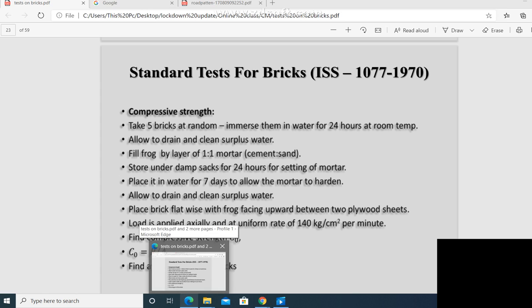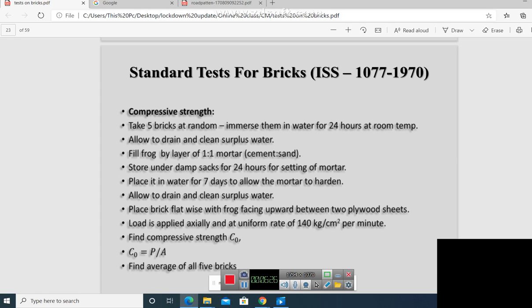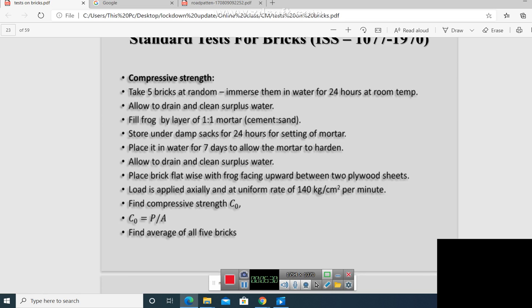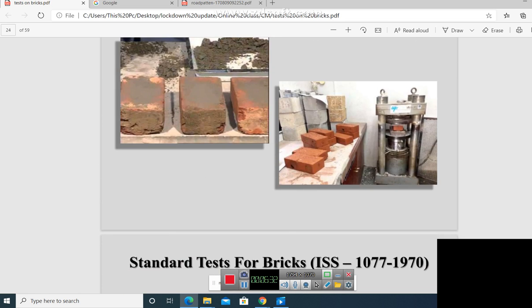Coming back, allow the excess water to drain away. Now we have a compression testing machine. This is the image of the compression testing machine. You will be loading the brick on this compression testing machine.